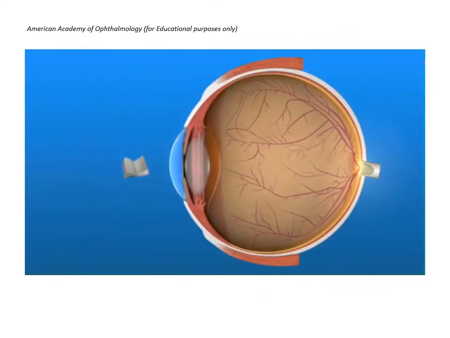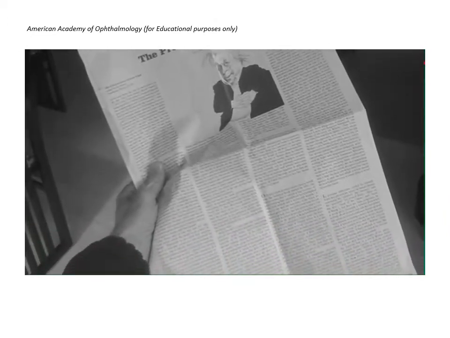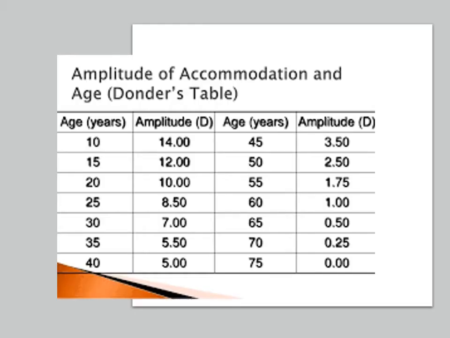As we age, our lens becomes less flexible and resists changing shape, so our ability to see up close is diminished. Usually, the first sign of presbyopia is the need to hold a newspaper or other reading material at arm's length to be able to read them. This table shows the amount of accommodation that we lose as we age.